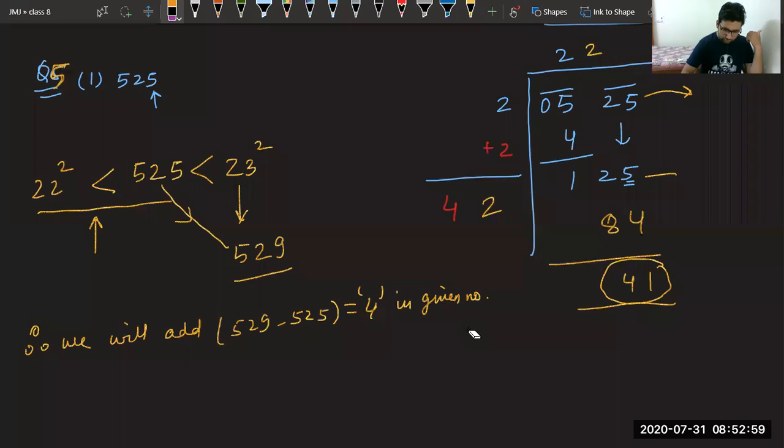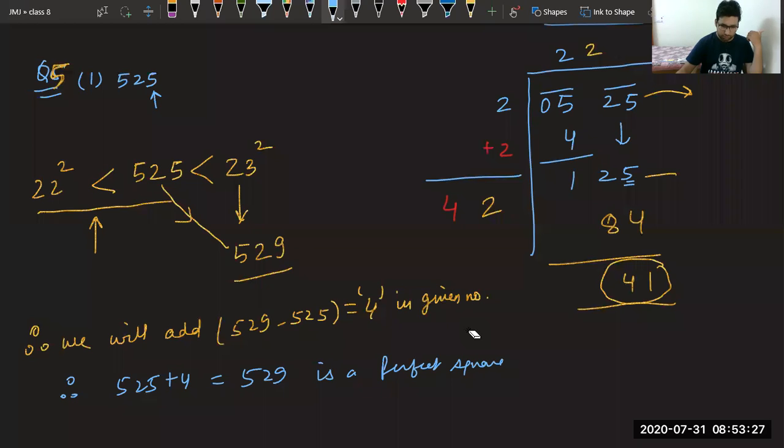Yes. Please add. Whom, beta? Rachit? Okay, you want me to add the question only. Okay. 1 second. So if you add 4 in 525, blue pen. Therefore, 525 plus 4 is equal to 529 is a perfect square.